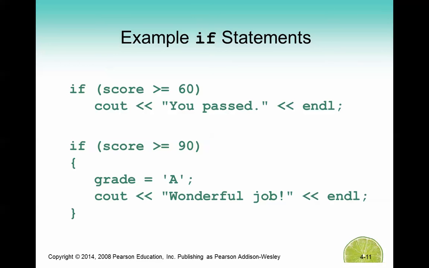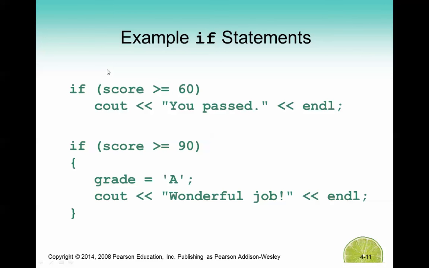Okay, here's just a couple more examples. Here they don't use the curly braces, but remember we're going to try to use them. This is one line. So they are checking here if score is greater than or equal to 60. Okay, remember this is going to be solved in the arithmetic and logic unit, and this is going to give us an answer, true or false.